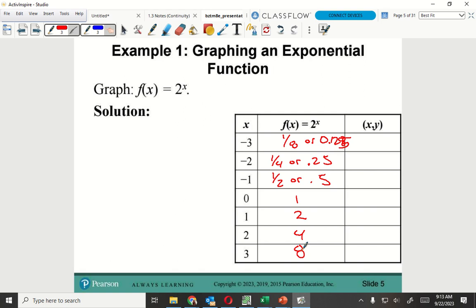Now, x, y. So I'm going to put my x, y's together. X was -3. My y, I'm going to put the fraction because that's a little bit easier for me here. -2, 1/4. -1 is 1/2. 0 is 1. And then it'd be 1, 2, 3, 4. Oh, 3. I apologize. There we go.